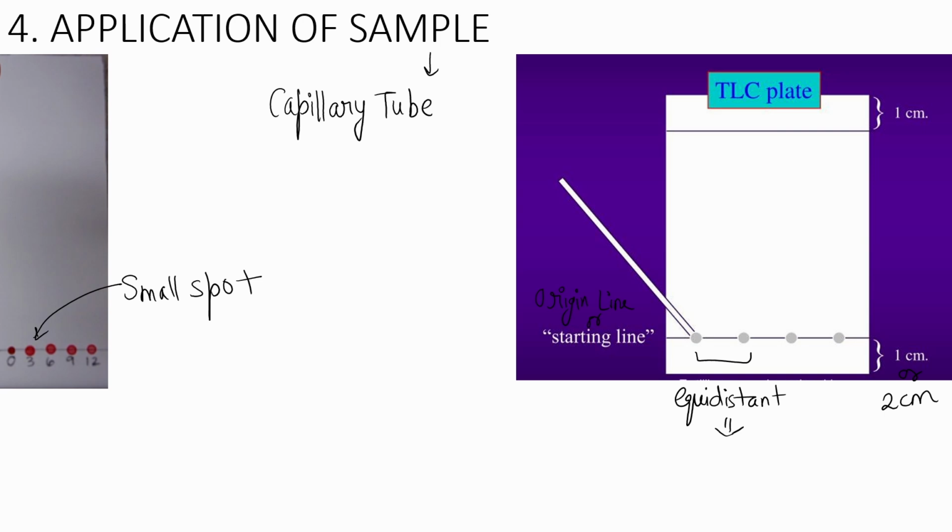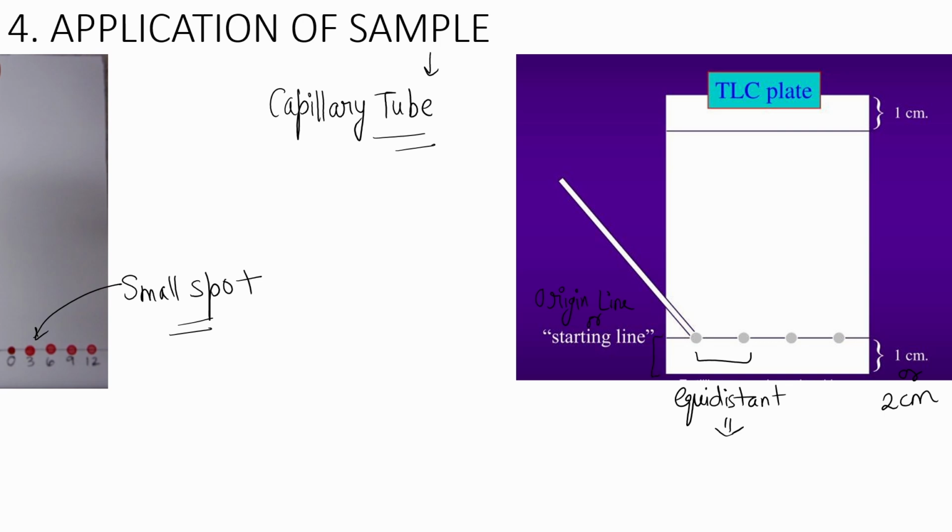So the next step is application of sample. The sample is applied as a small spot or a thin line near the bottom of the plate. It should be very small, concentrated, and applied carefully with the help of capillary tube. Otherwise, the spots will spread and give poor separation.